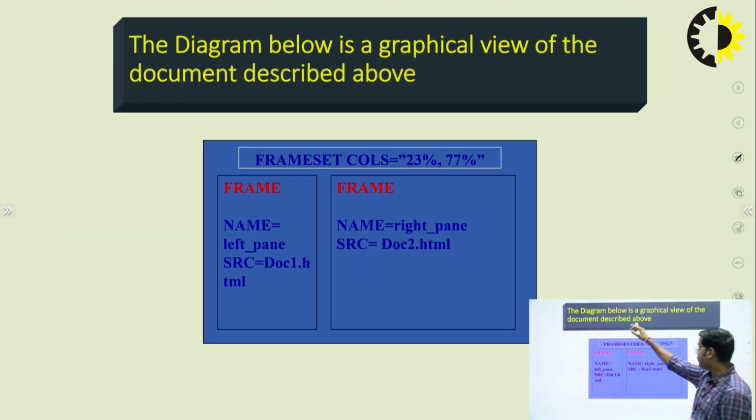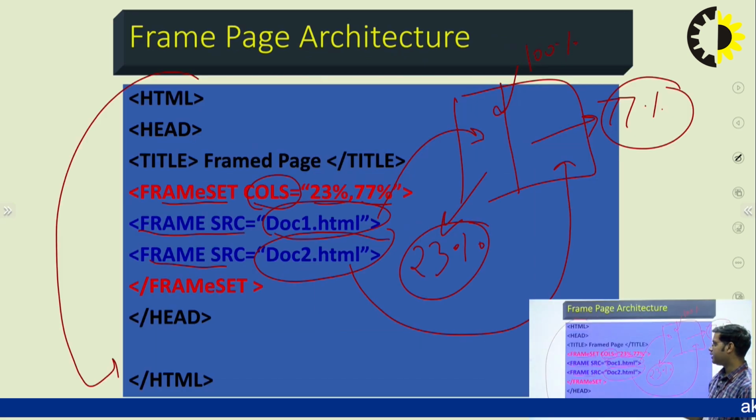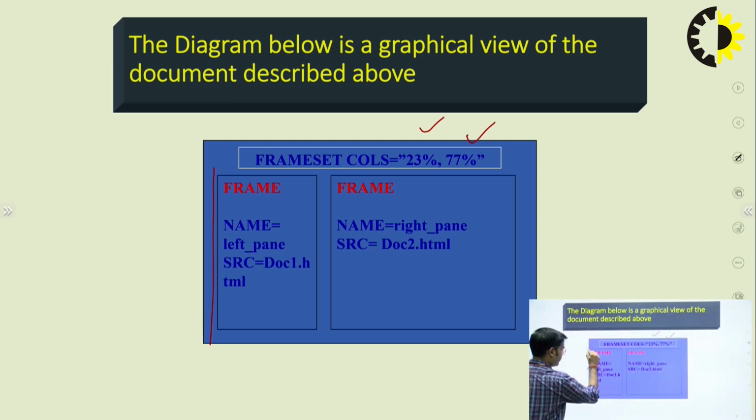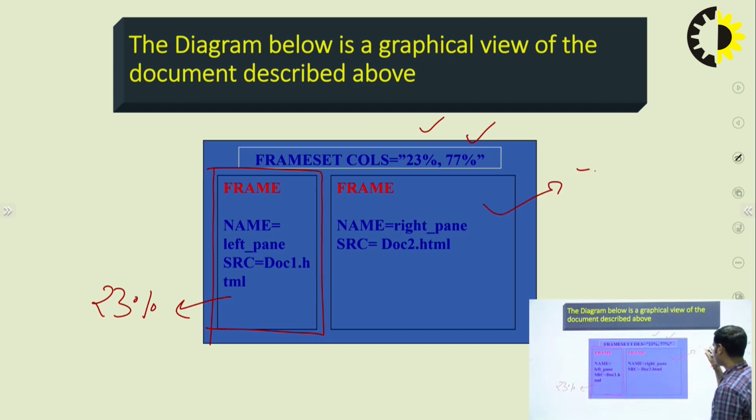The diagram below is a graphical view of the document described above. So here is the structure, the frame page architecture, and here is the diagram. As you can see here, the frameset cols is divided into 23% and 77%. So this pane belongs to the 23%. Similarly, this frame belongs to the 77%.